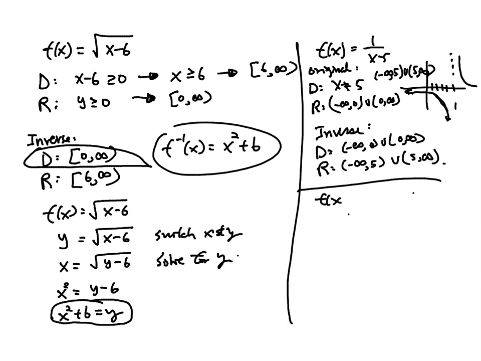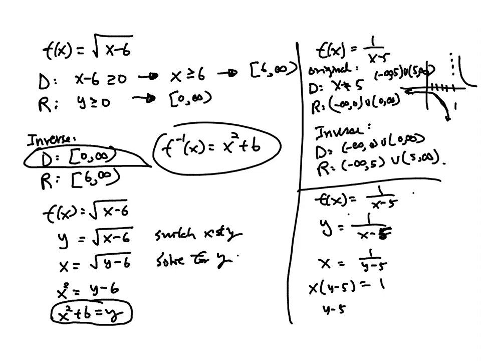F of x equal 1 over x minus 5. Switch the f of x into a y. Now switch the x and y. Cross multiply, you get x times y minus 5 equal to 1. Divide by x on both sides, you get y minus 5 equal 1 over x. Add 5 to both sides, you get y equal 1 over x plus 5.